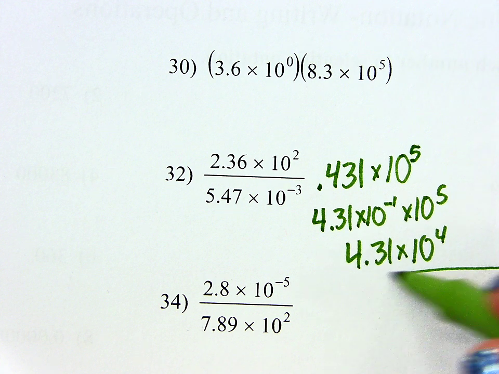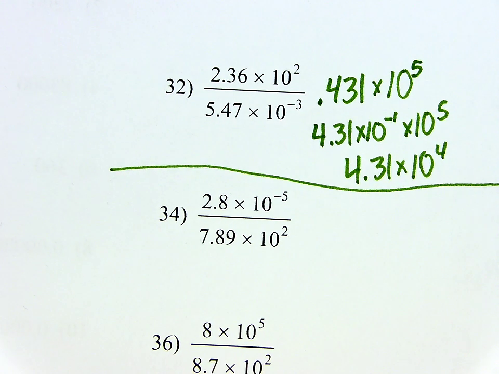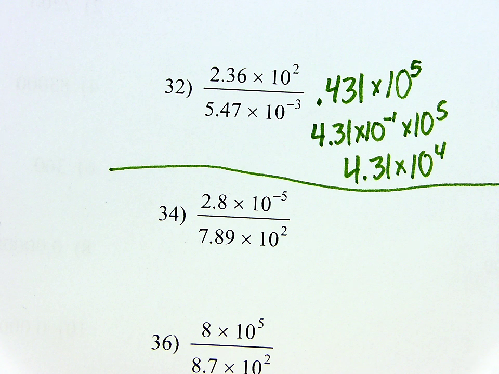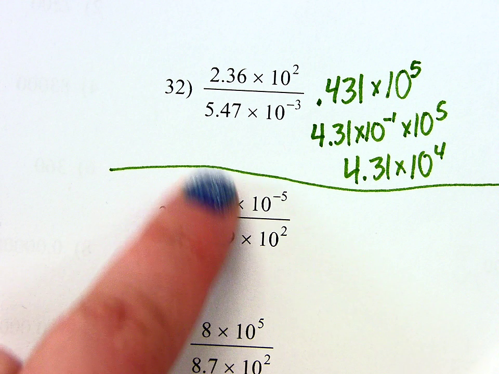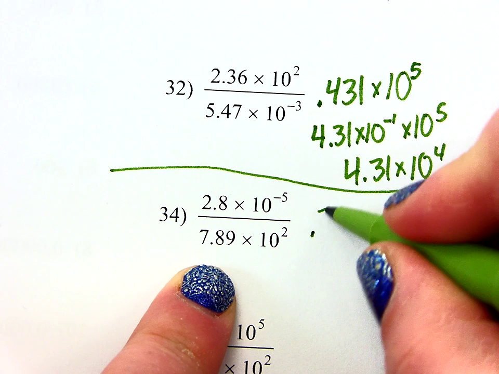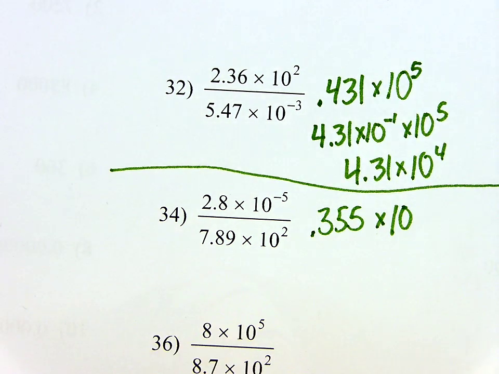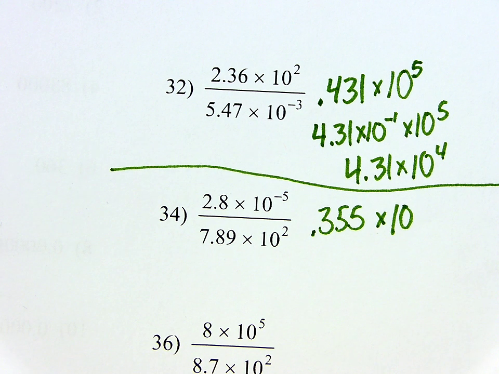Let's do 34. Tell me what I do first. You divide 2.8 by 7.89. Yes, first I'm just dividing those first two numbers. 2.8 divided by 7.89, I got 0.355 times 10 to the... Now, this is a little weird.